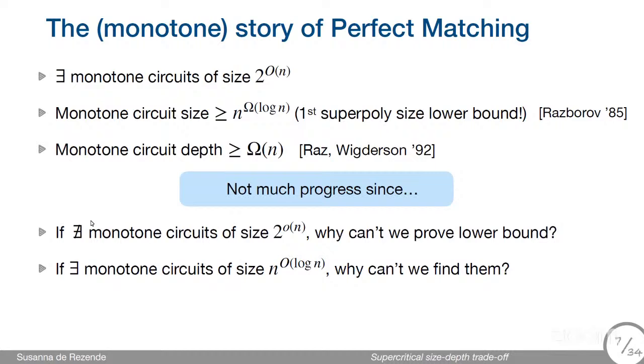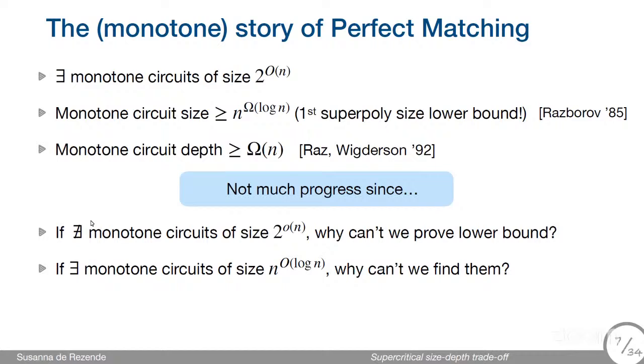So what's happening here? What is the complexity of matching? Is it the case that there are no circuits of size 2 to the little o of n? And if so, why can't we prove this lower bound? Why can't we prove an exponential lower bound? Or is it the case that there maybe are circuits of size n to the log n, but we can't find them? And why can't we find them?